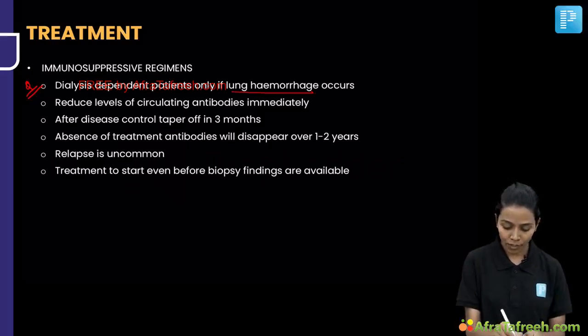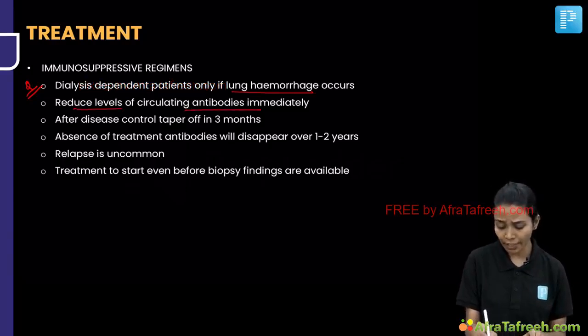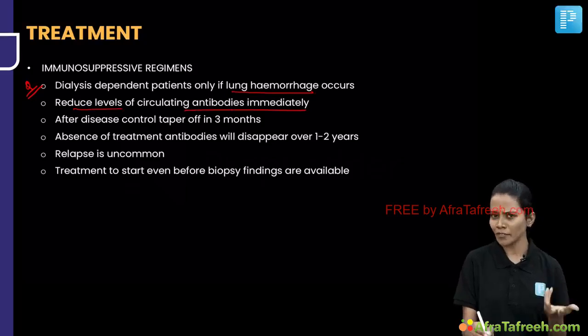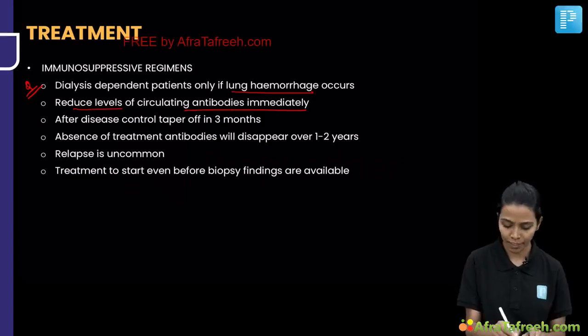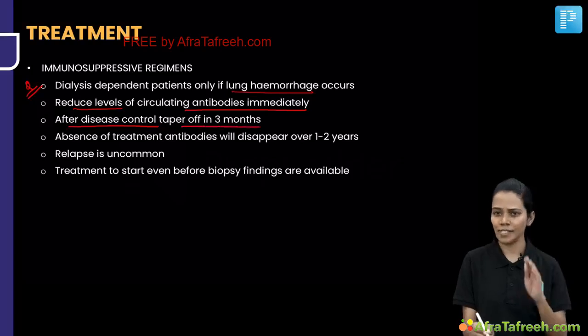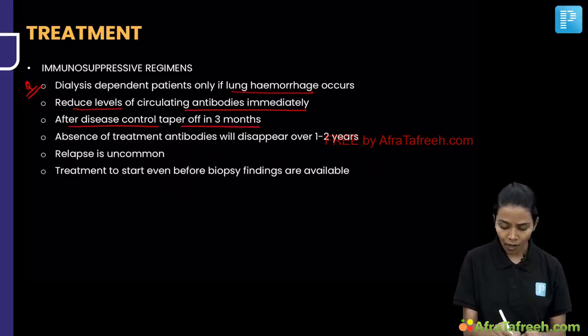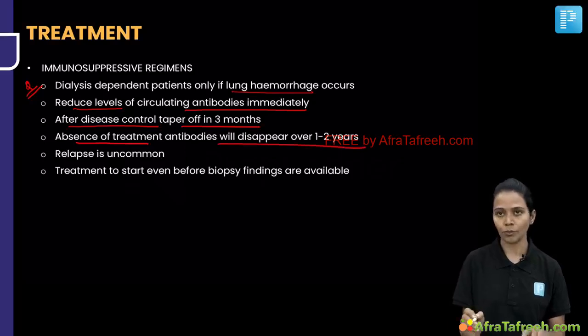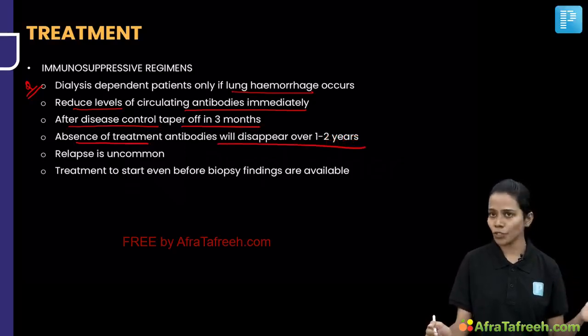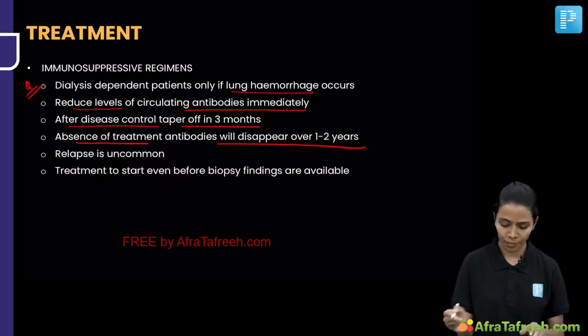Second, immunosuppressive regimens can reduce the levels of circulating antibodies immediately. For example, if there's severe lung hemorrhage and you want to reduce the level of circulating antibody immediately, then you can proceed with that. After disease control occurs, taper off in 3 months. Generally by 6 months, the whole course of immunosuppression will be over. Generally, even if there is no treatment, the antibodies will disappear over 1 to 2 years. Even if you don't treat and the patient goes into complete renal failure, these antibodies will not stay permanently. They will disappear over 1 to 2 years.